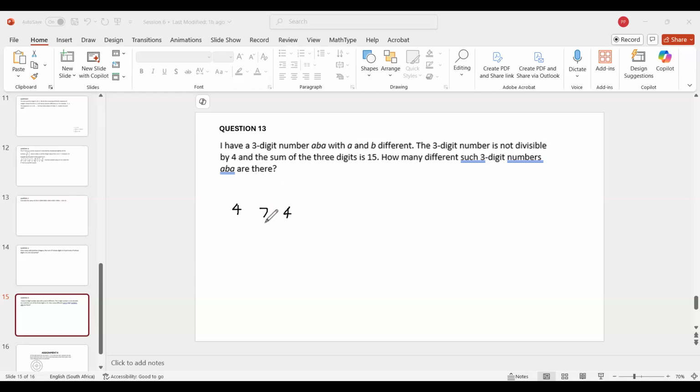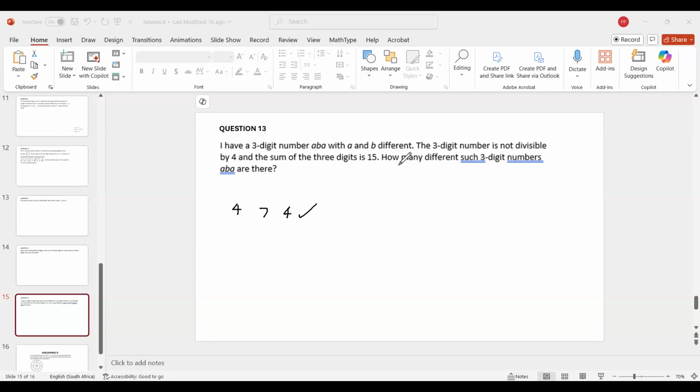Now this is certainly not divisible by 4, because for it to be divisible by 4, the last 2 digits have to be divisible by 4, and 4 does not go into this. So this is one of those numbers. I just took a chance and made this number, and it turned out that this was one of the numbers.